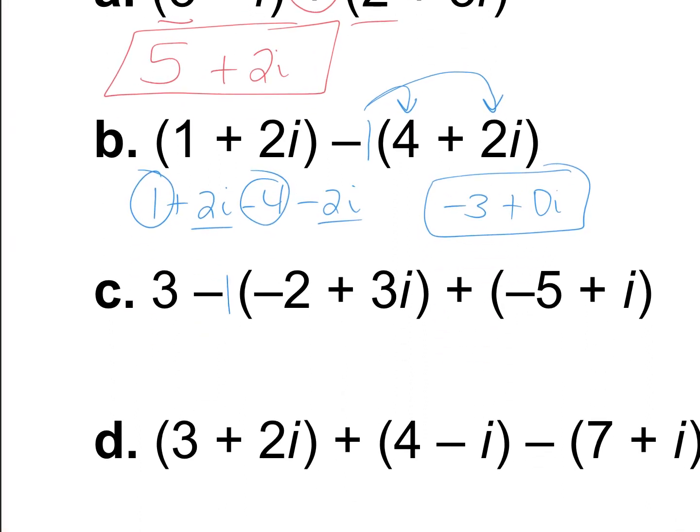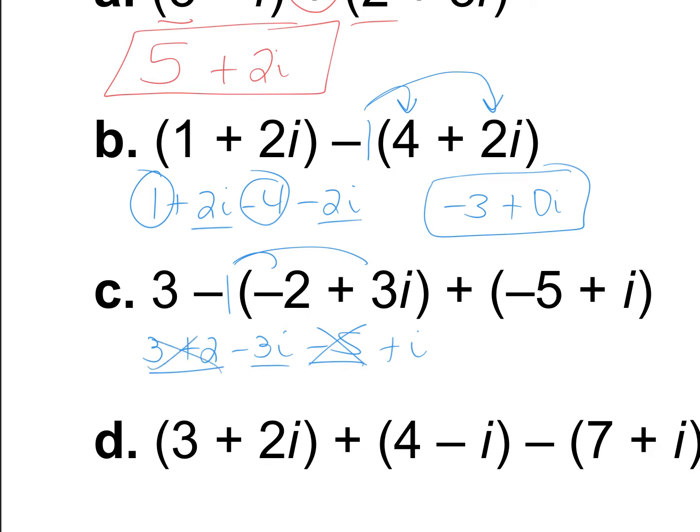But again, look at something like C. There's this -1 here, right? So you have 3, distribute that negative. Negative and negative gives me plus 2 minus 3i. Then I just have minus 5 plus i. So real with real. What's 3 plus 2? Minus 5. Okay, cancels out.